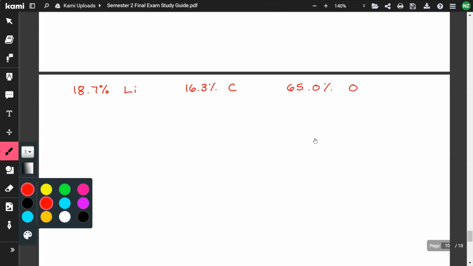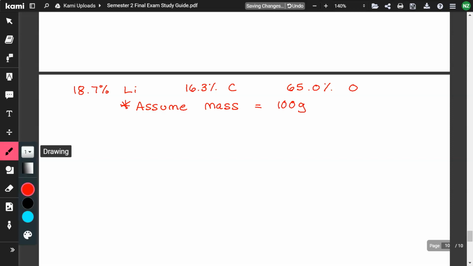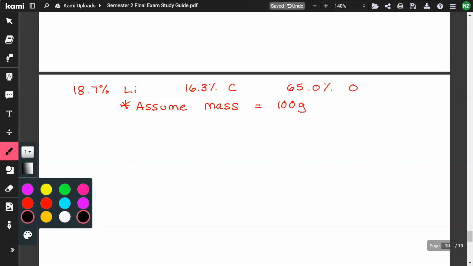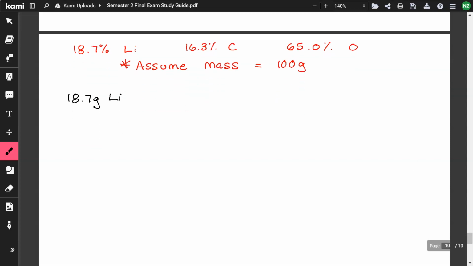So if it gives you percents like this, I mean, obviously the percents add up to 100, we have to assume the mass is equal to 100 grams. Okay, you have to make that assumption for this to work. All right, now if it's 18.7%, that'll be 18.7 grams of lithium. Then we will have 16.3 grams of carbon, and then 65.0 grams of oxygen.